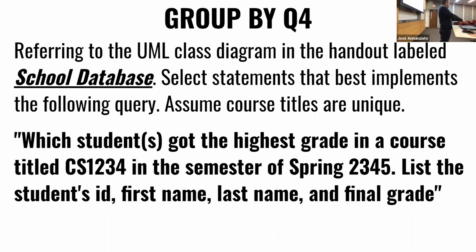So this one bucket for CS 1234 will only have the enrollments of 2345, of which the enrollments also have the grades, right? So now that they're in the same bucket, I can do the aggregation of doing the max of grades in that bucket, right?